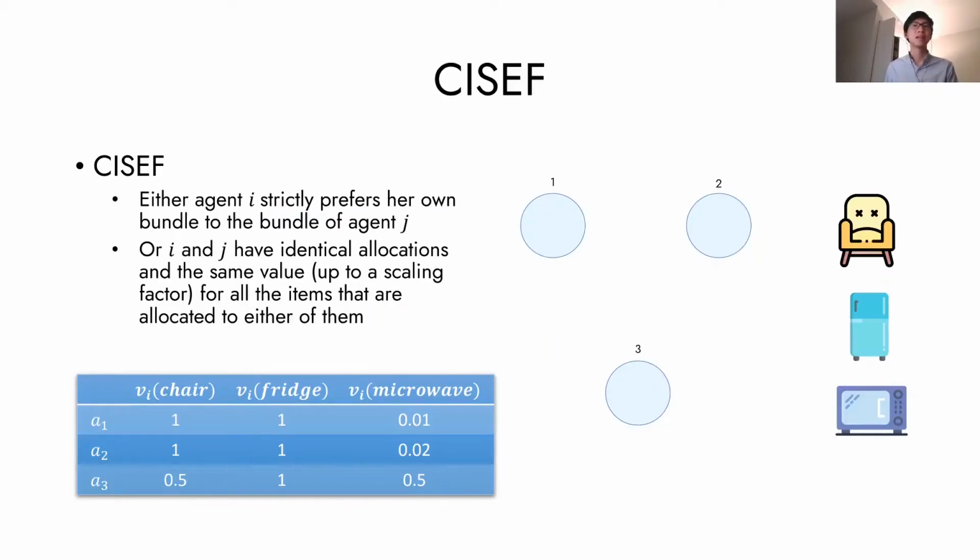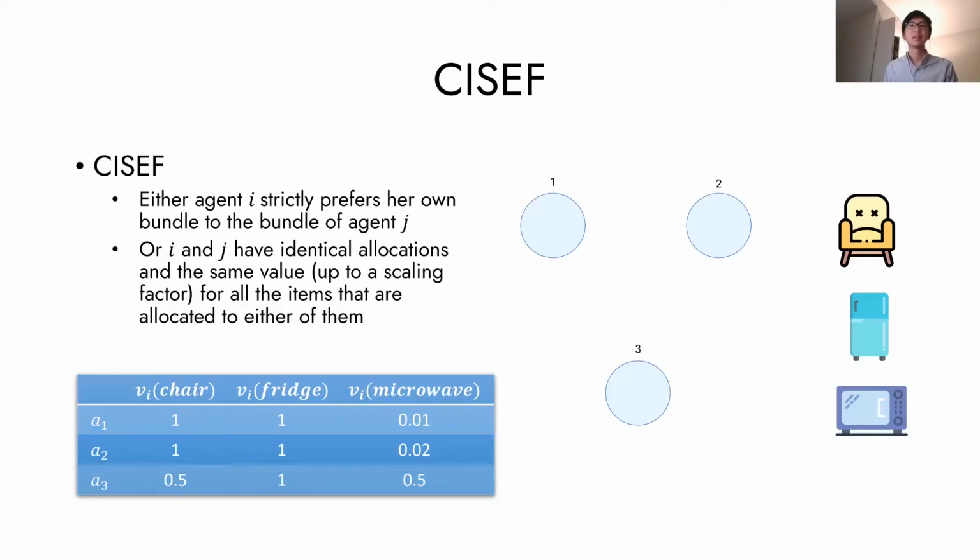So we call this guarantee CISEF, or clique identical strongly envy-free. It can be thought of as a relaxation of strong envy-freeness, which is when each agent strictly prefers their own bundle to the bundle of any other agent. This contrasts with normal envy-freeness, where equality is allowed. Now I'll describe an allocation that satisfies this property.